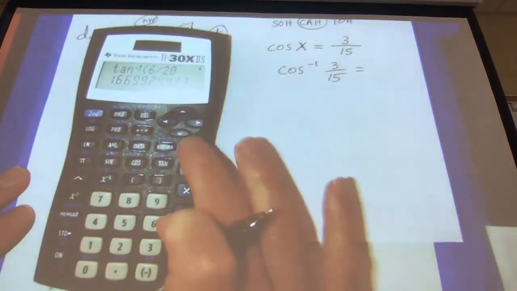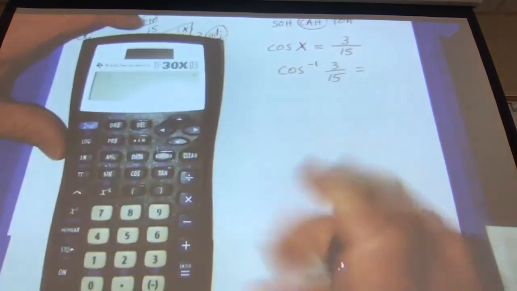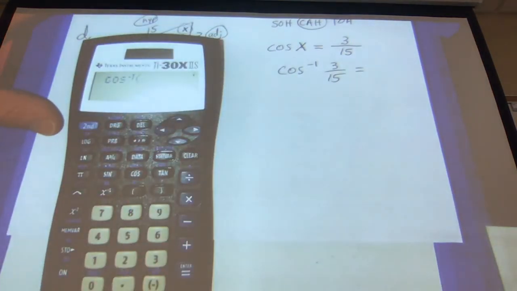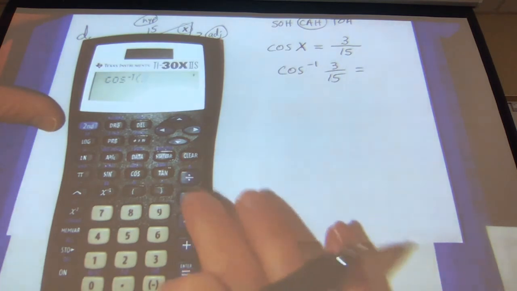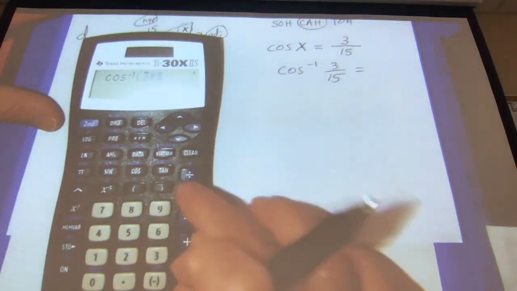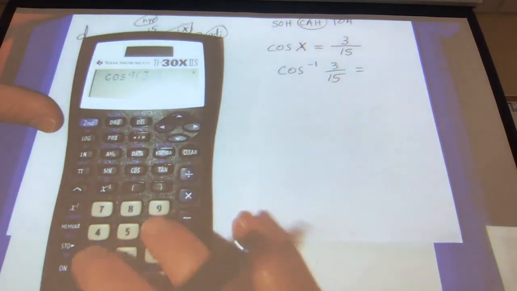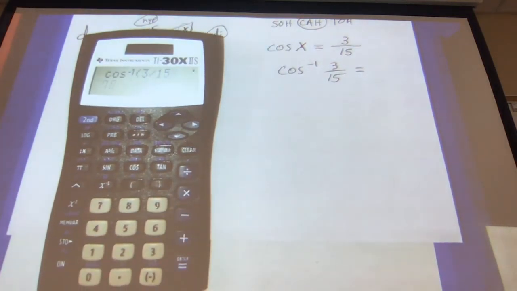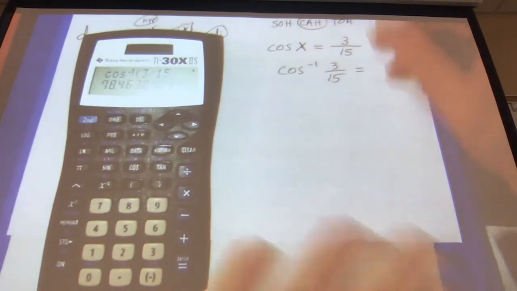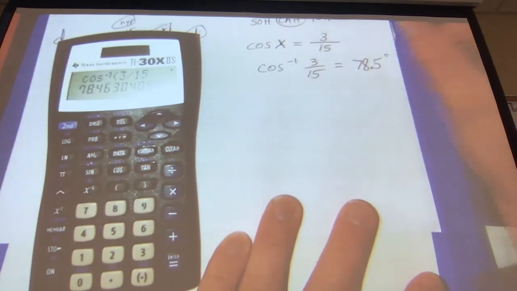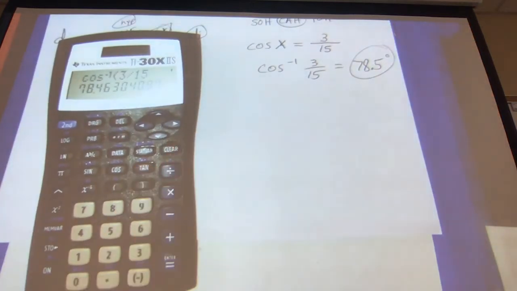Let's go to the calculator to do that. Again, to get your inverse cosine, you have to hit the second or the shift button, then your cosine button. And then behind it, we want 3/15. So 3, whoops, I didn't multiply. Let's go back and change that. 3 divided by 15. Inverse cosine of 3/15 is about 78.5. Once again, if you're labeling it, this would be degrees because we found a missing angle.